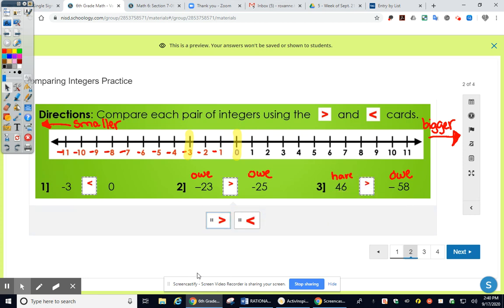Okay? So be sure to use these cards. Use your number line if you need it to remember which way the numbers are going, and go ahead and fill this in. Remember, the further you go right on a number line, the bigger you get. The further you go left on a number line, the smaller you get.